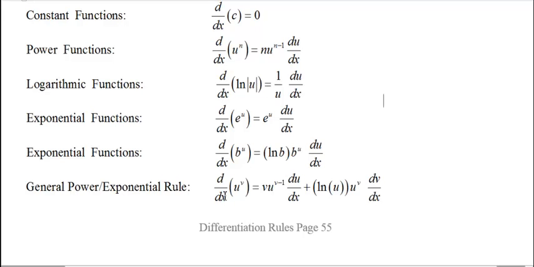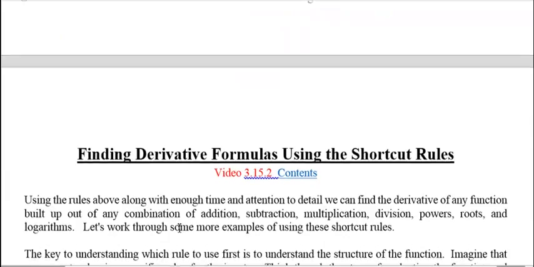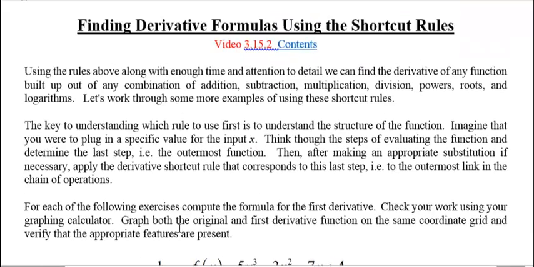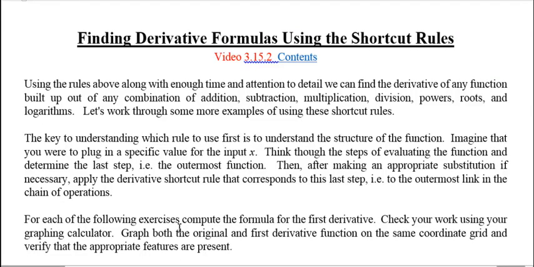And the generalized power exponential rule says the derivative of u to the v, where u and v are both functions of x, is the power rule plus the exponential rule. So that is v times u to the power of v minus 1 times du over dx, plus ln of u times u to the v times dv over dx. So with these rules, we can find the derivative formula for any formula we're given that's built up out of addition, subtraction, multiplication, division, powers, roots, logarithms, exponentials, any of those things built up together. Now the key to understanding which rule to use first is to understand the structure of the function.